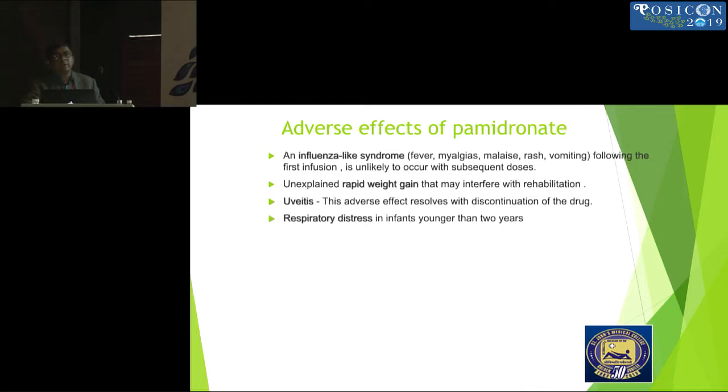Adverse effects of pamidronate: you get an influenza-like syndrome like fever, myalgias, malaise, rash and vomiting following the first infusion. We have seen that it's unlikely to occur with subsequent doses, but with some children we do get them frequently as well. There is some unexplained rapid weight gain that may interfere with rehabilitation. It can cause uveitis; this adverse effect resolved with discontinuation. I'll just run through because I'm running short of time. It also causes respiratory distress in younger children, so they require HDU management.